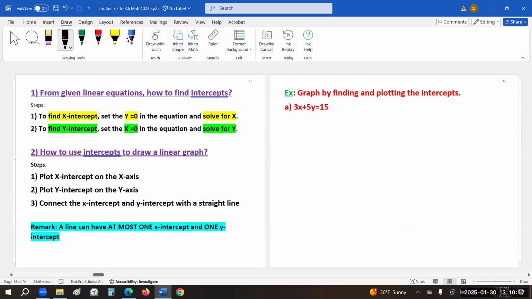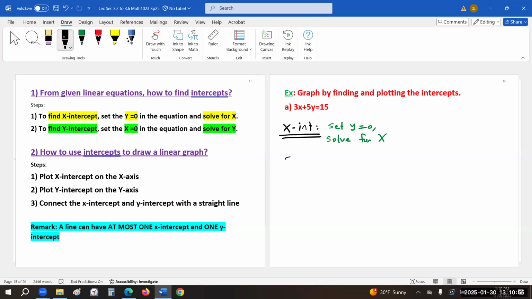Now let's do some fun examples. We are given the standard form of a line. They want us to find the x-intercept, the y-intercept, and then graph using those intercepts. So what I said is this. To find the x-intercept, we are going to set y to be 0 and solve for x.